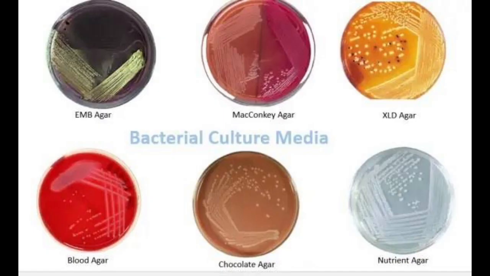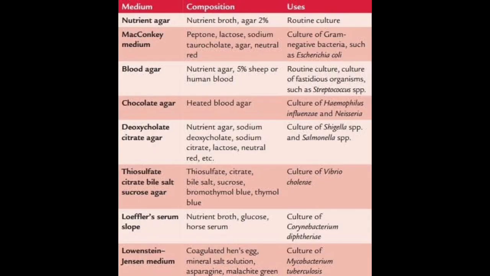Media can be complex, selective, or differential. The main thing is that for selective growth, for example, we want the growth of gram negative bacteria. If you want gram negative bacteria, you need to eliminate the growth of gram positive, and for that we can use an antibiotic, so that the growth of gram positive bacteria is stopped and gram negative bacteria can grow. We can also make media, for example potato dextrose agar, which has the ability to promote growth of fungi only instead of bacteria.